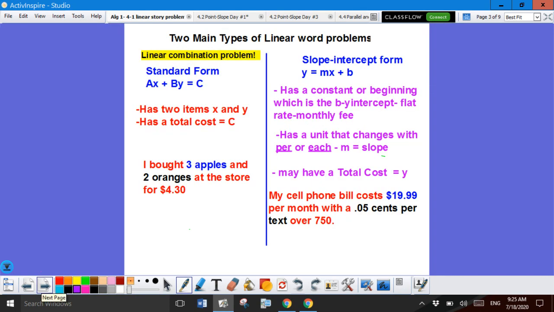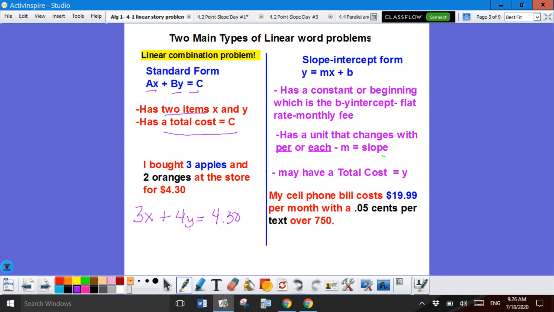Okay, so let's just take a minute and really look at the two different types of word problems, okay? Because they're distinctly different. So we know standard form is ax plus by equals c, and these are linear combination problems, okay? There's going to be two items and a total cost, or a total of something. So for example, I bought 3 apples and 2 oranges at the store for $4.30. So that would be 3x plus 2y is equal to $4.30, okay? The two separate things and a total. So it's significantly different than what we just looked at.